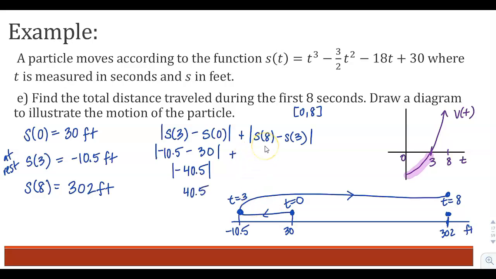plus now I'm subtracting 302 minus negative 10.5. That's going to give us positive 312.5. And we're going to add these two numbers together, 342.5 feet as my total distance traveled.